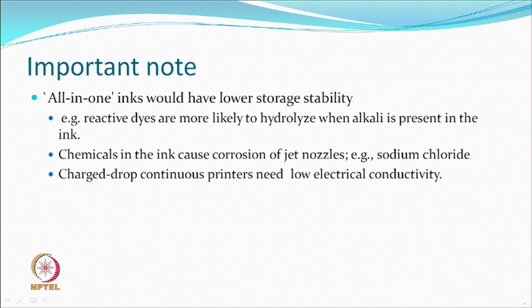Other chemicals you put in the ink could be corrosive, like Glauber's salt or sodium chloride. And particularly when you are using a technology like continuous inkjet printer systems, where drops are charged, they would require low electrical conductivity. If you have ions in the ink, then there will be problems. So, for various reasons, you may not like to put everything in the ink.